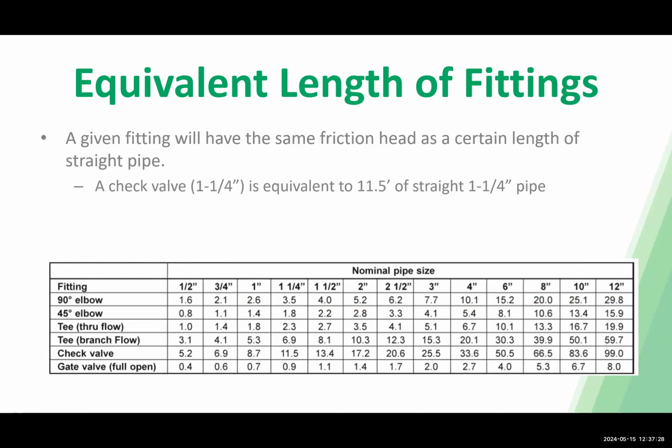So a 1 1/4 inch check valve is equivalent to 11.5 feet of straight 1 1/4 inch pipe. How did we determine that? All you have to do is go down to this chart, find your 1 1/4 inch pipe, and find the fitting that you're converting to or from, and you'll meet in the middle. And that is going to be your equivalent length of straight pipe. We're going to use that in determining your total friction head loss.